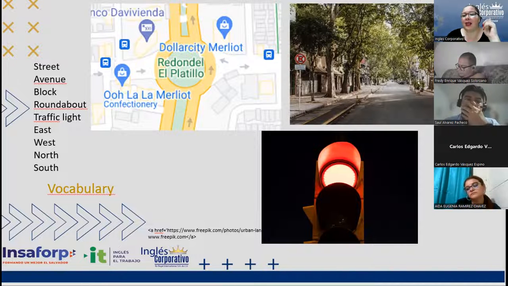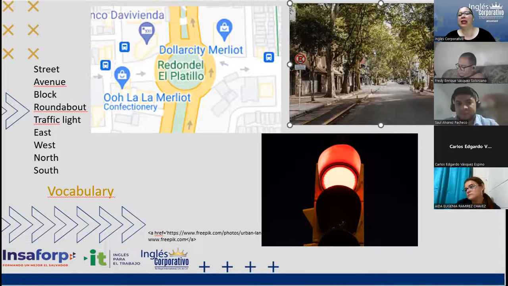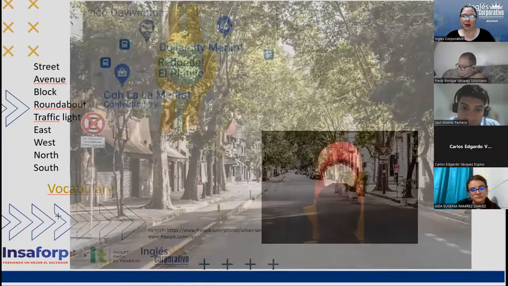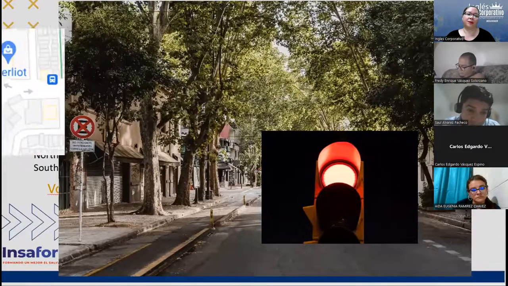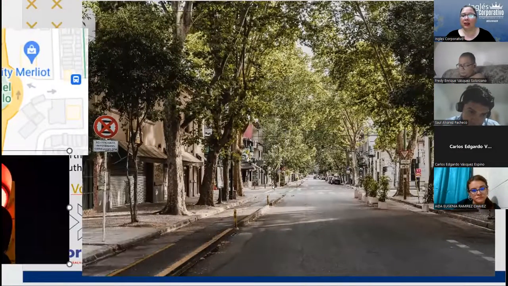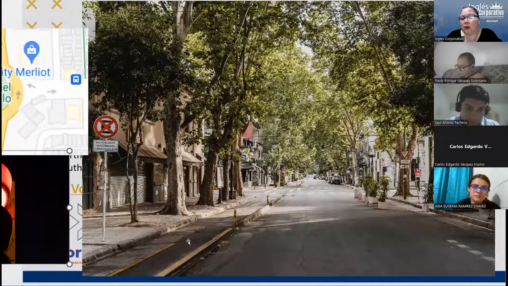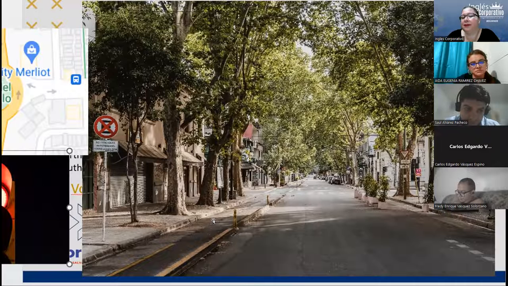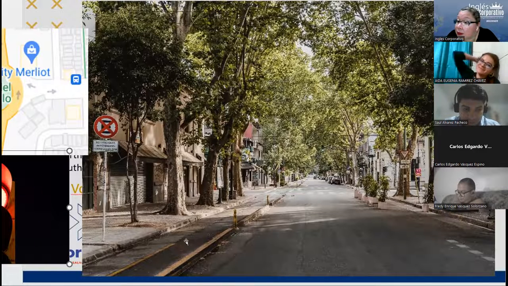Then, for example, what do you see in this picture? We're going to extend it. What do you see in this picture? The street. Okay, true. This is a street, right? Do you see cars? Yes, sure. Do you see buildings? Yes. Trees. Yes, trees, that's good. And do you see any sidewalk?